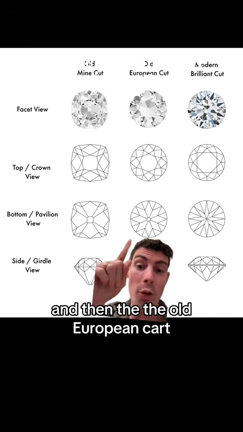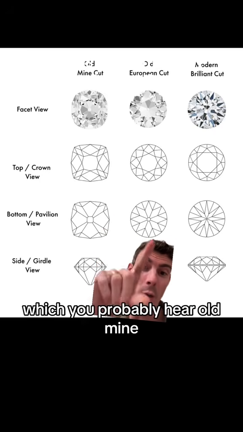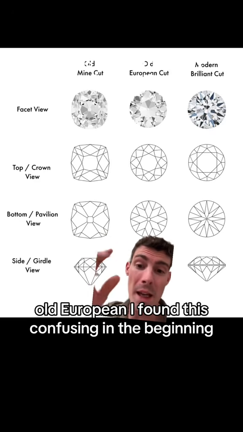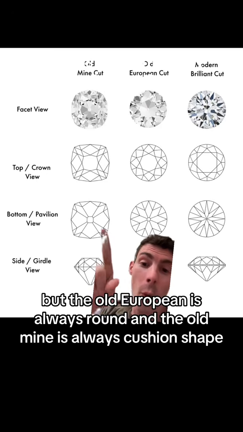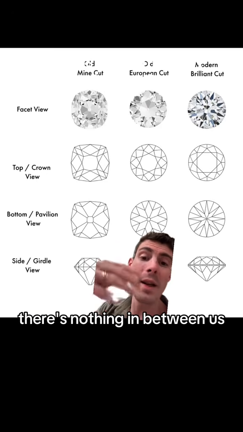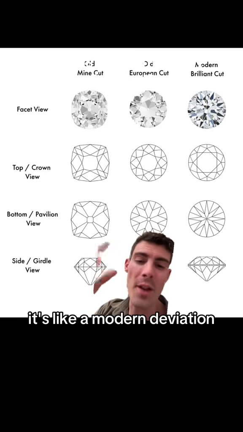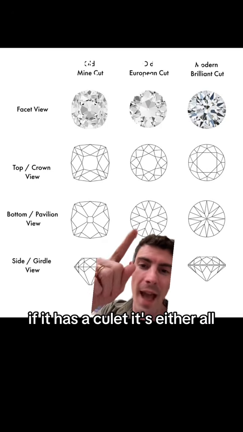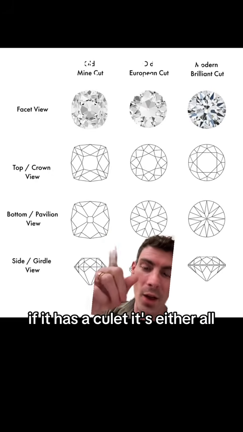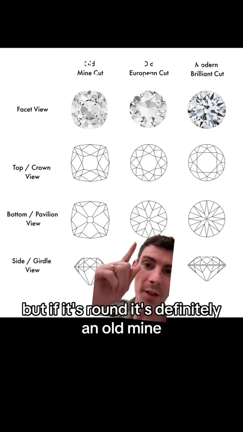And then the old European cut, which you probably hear: old mine, old European. I found this confusing in the beginning. But the old European is always round, and the old mine is always cushion shaped. There's nothing in between unless it's like a modern deviation. There are a few examples that break the rule, but that's basically it. So if it has a culet, it's either or, but if it's round, it's definitely an old European.